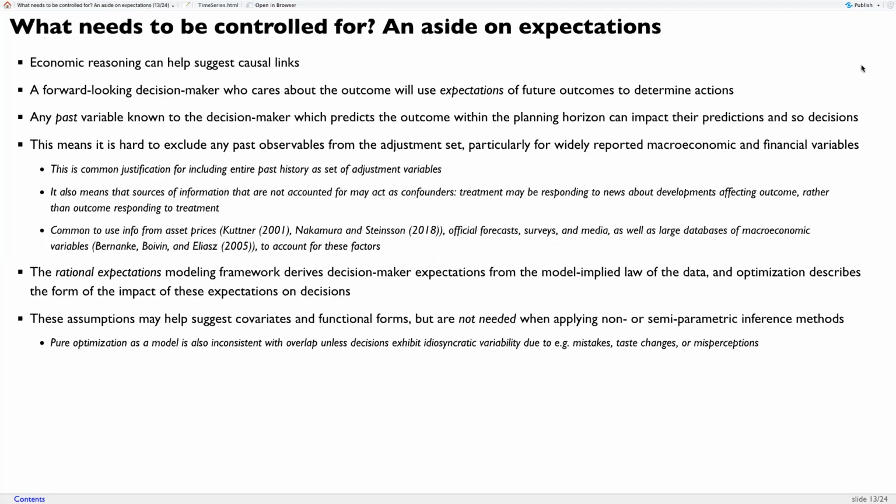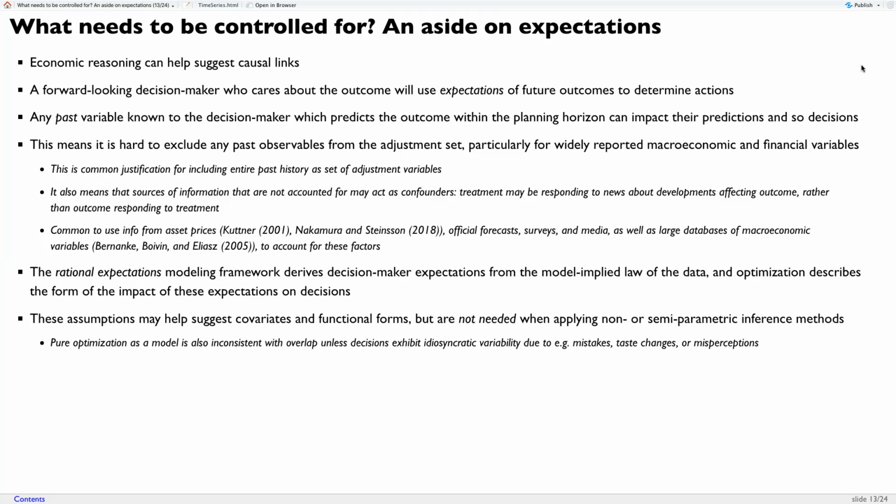Aside on what needs to be controlled for: what do we include in our structural causal model? Economic reasoning will help. In general, a forward-looking decision maker who cares about outcomes will use expectations of future outcomes to determine actions. Think of the Fed chair thinking about what's going to happen to the economy if they change interest rates. As a result, any past variable known to the decision maker which predicts the outcome within the planning horizon is likely to impact their predictions and so their decisions.